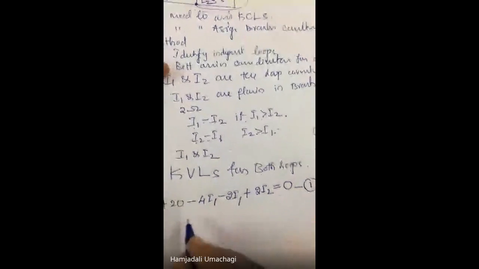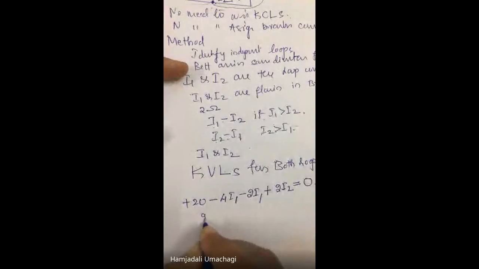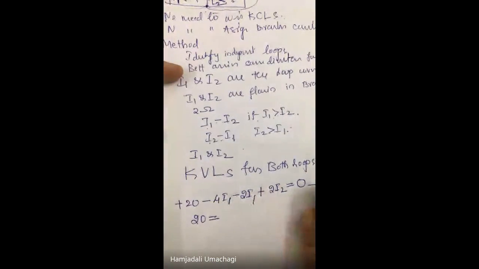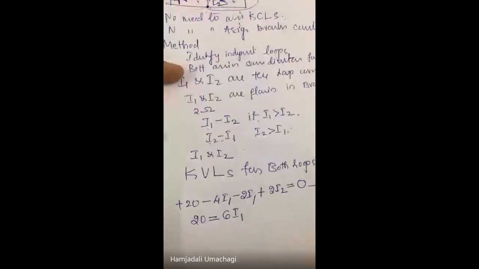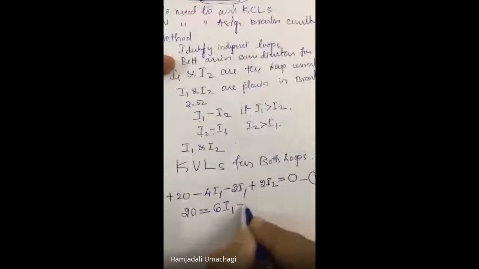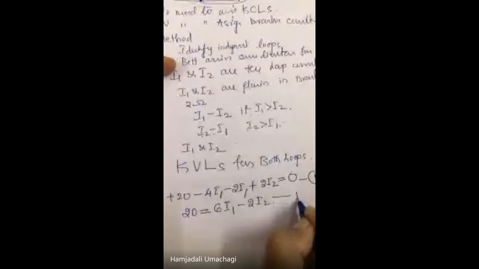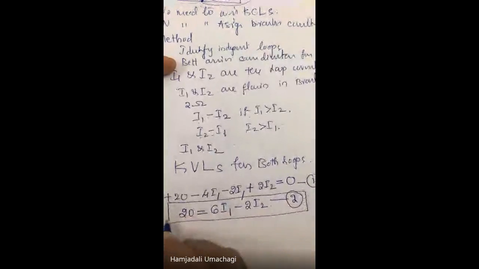What I am going to do is take the known term on the left side of the equation and the unknown terms on the right side of the equal sign. That is 4 equals 4I1 plus 2I1 minus 2I2, which is 6I1 minus 2I2. Call it expression 2. This is the first loop equation.